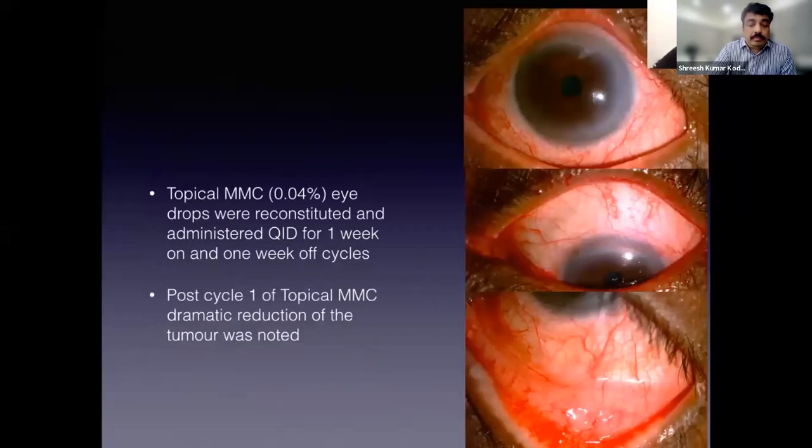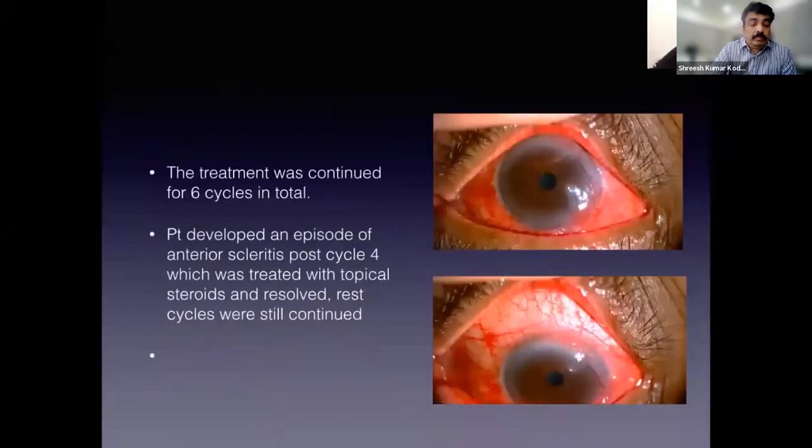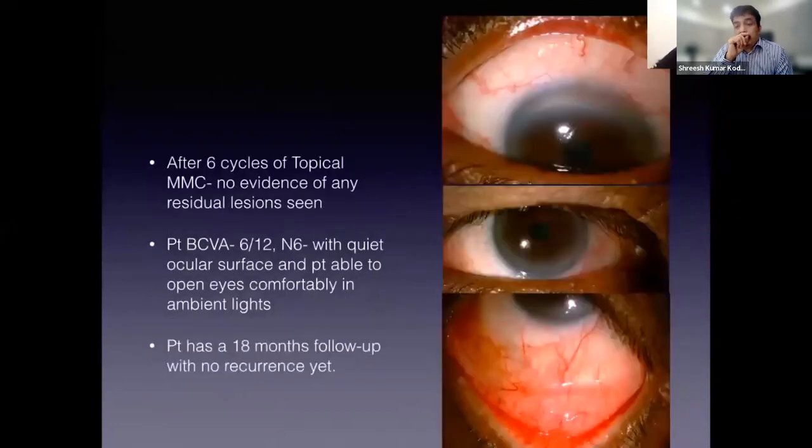The first week post the treatment, the results were very encouraging and the patient had almost 90% resolution of the lesions. After four cycles of chemotherapy, he developed severe anterior scleritis, for which he was given topical steroids, which resolved in a week or so, and then the rest of the cycles were continued. After six cycles of chemotherapy, the patient had no evidence of residual lesions, no congestion, no mass lesions, and was very comfortable. He's been following up for 18 months with no evidence of recurrence.